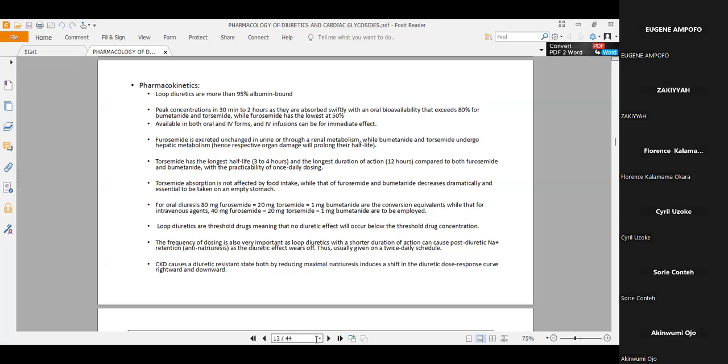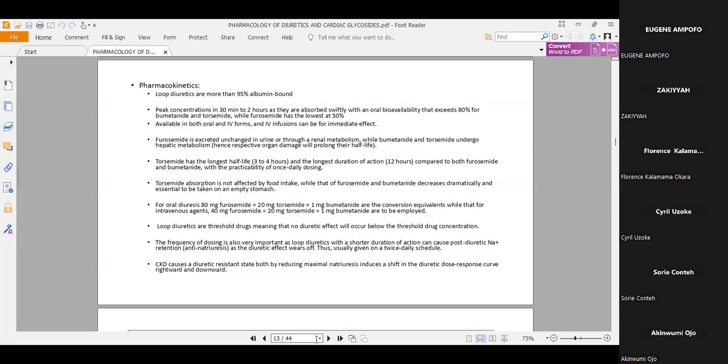So for oral diuresis, the conversion factor is 80 milligrams of furosemide is equivalent to 20 milligrams of torsemide, which is equivalent to 1 milligram of bumetanide. While for the IV, 40 milligrams of furosemide is equivalent to 20 milligrams of torsemide.